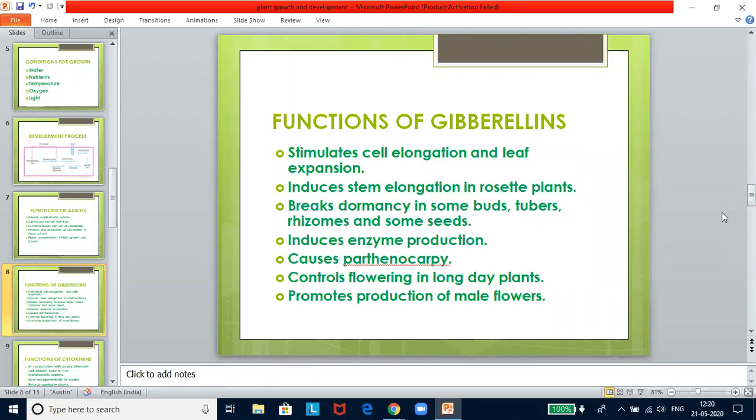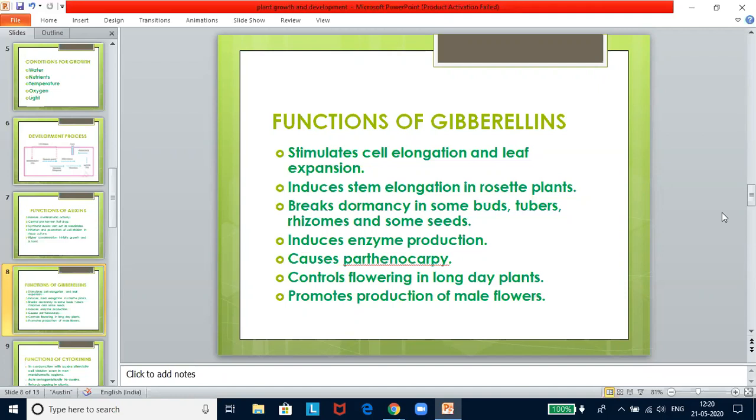Bolting requires either long days or cold nights. If a cabbage head is kept under warm nights, it retains its rosette habit. Bolting in cabbage can be induced artificially by the application of gibberellins under conditions that would normally maintain the rosette form. Natural dormancy of buds, tubers, rhizomes, and some seeds can be overcome by application of gibberellins.